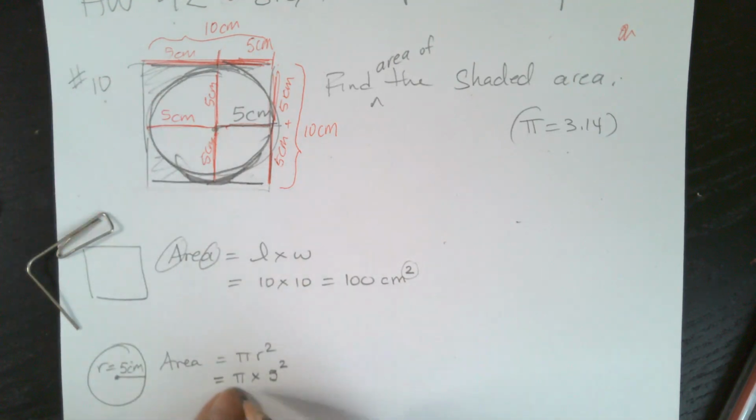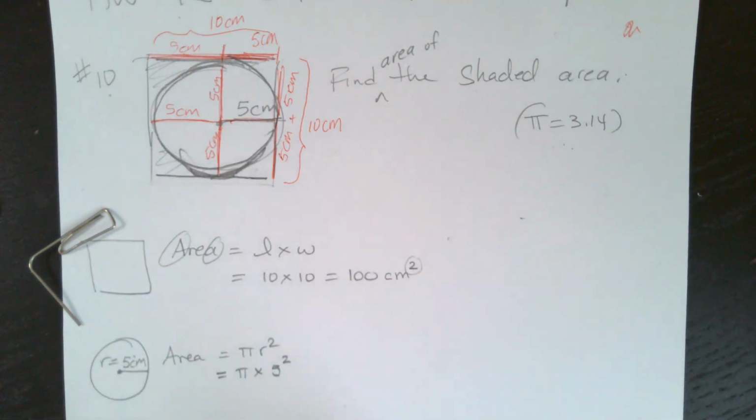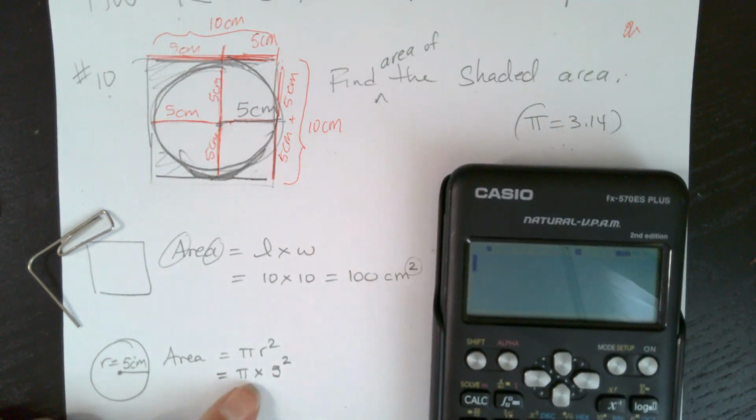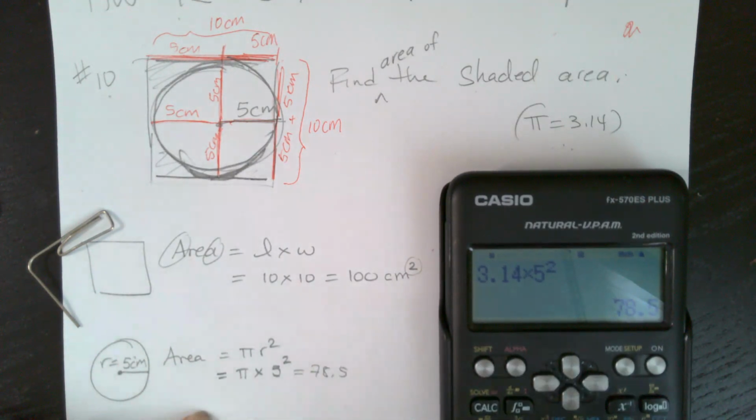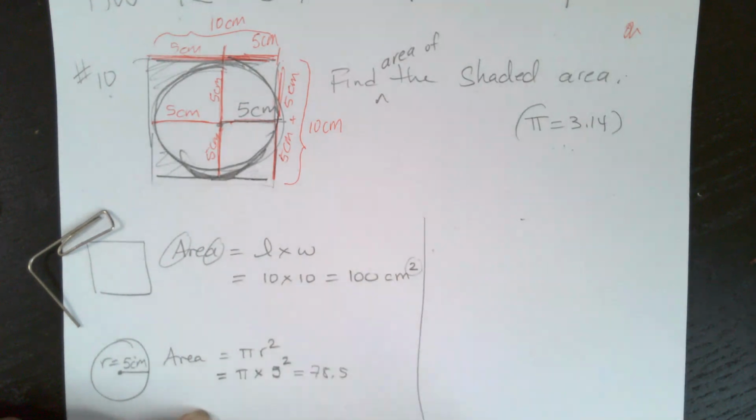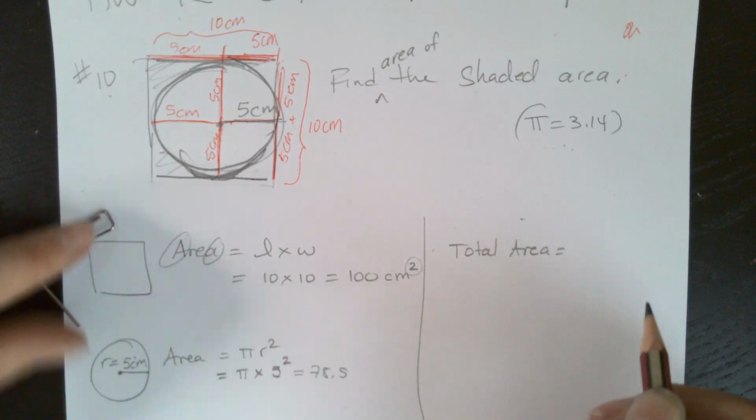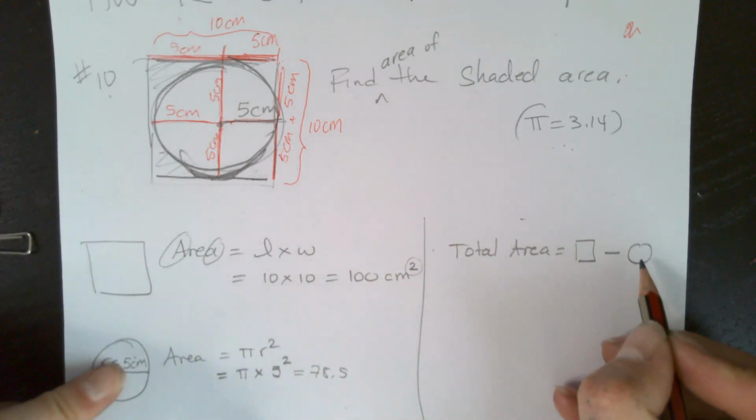Now in the question it says please use 3.14. What they're saying is don't use the pi button on the calculator. They want you to use 3.14. So I'm going to go 3.14 times 5 squared, and I'm going to push equals. And that's 78.5.